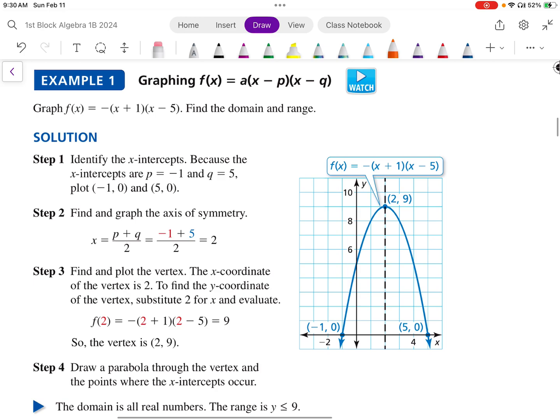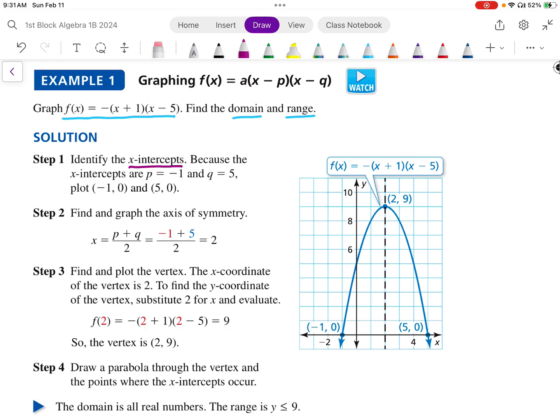Okay, here we are at example 1, and we're going to see how to graph this equation that's written in intercept form, and we're going to find the domain and range. Hopefully, for a quadratic function, you already know what the domain is. Okay, first things first, identify the x-intercepts. I'm going to say it again.